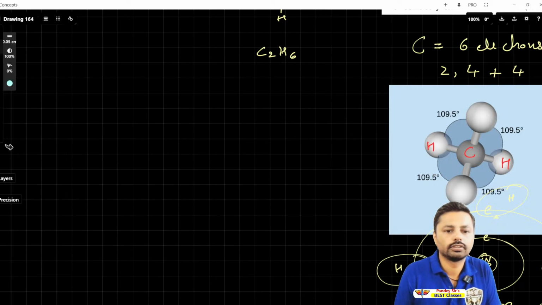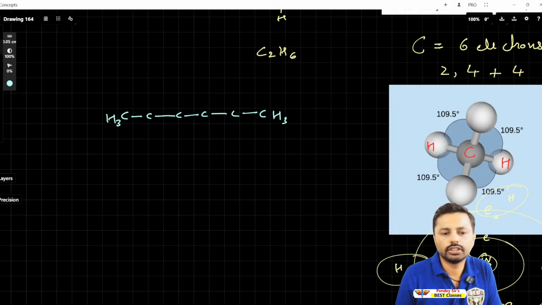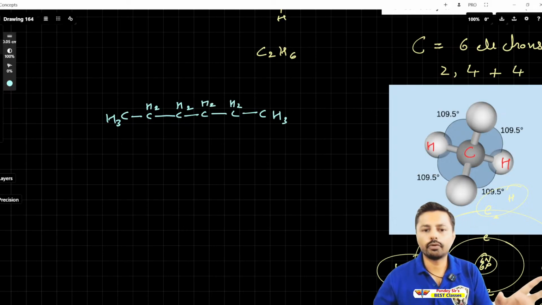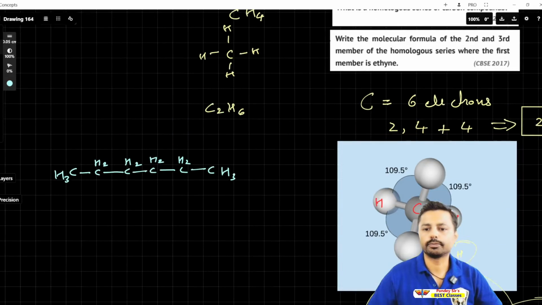So 6 carbons quickly, 1, 2, 3, 4, 5, 6. Single bond, single bond, single bond between carbons, single bond, single bond, and so on, CH3 here, CH3 here. So we got a total of 6 out of 14. If we got 6, how many will be there? 8. So 1, 2, 3, 4, H2, H2, H2, and H2. All single bond. There are no double bonds, and that's why it's a saturated hydrocarbon.